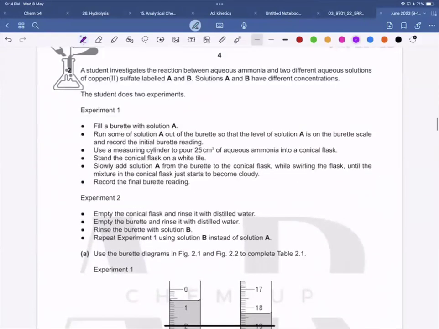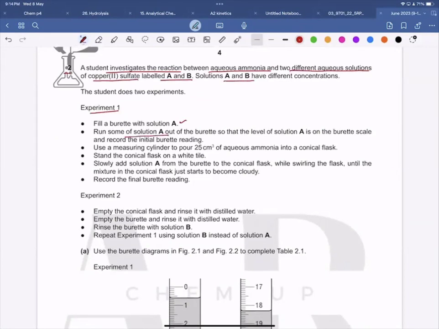Okay. Now, question number 2. A student investigates the reaction between aqueous ammonia and two different aqueous solutions of copper(II) sulfate labeled A and B. Solutions A and B have different concentrations. Both are copper sulfate, and both have a different concentration. The student does two experiments. Experiment 1: fill the burette with solution A. Run some of solution A out of the burette so that the level of solution A is on the burette scale and record the initial burette reading.